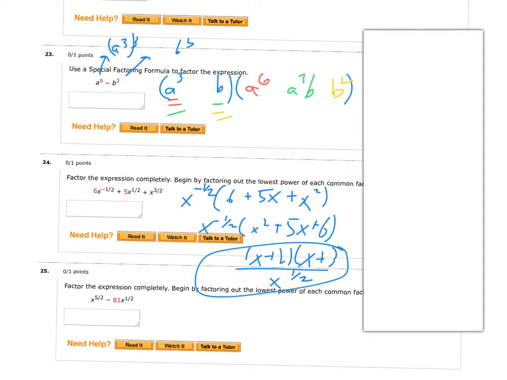Number 25, I am going to take out x to the positive 1/2. So this time my exponents will decrease because I'm taking out a positive exponent. So this one will decrease by 1/2 and go to the 4 over 2 power, which is just squared, and minus 81. And then I would just break down x squared minus 81 some more. I'll let you guys do that.